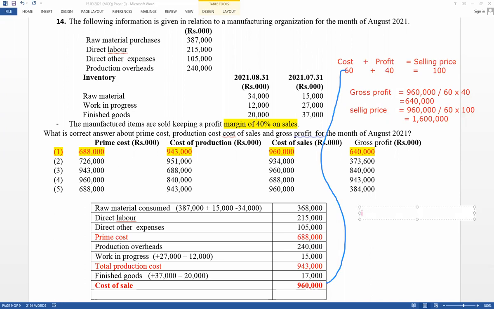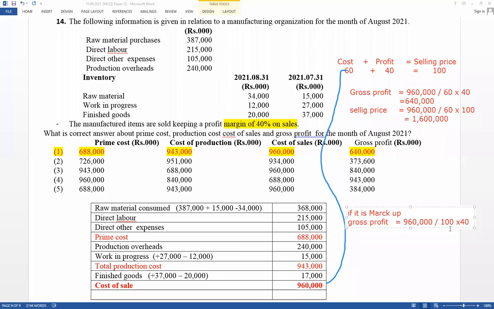If it is markup, in this situation, gross profit equal: cost value equal 960,000. 960,000 divided by 100 into profit equal 40. If it has given markup, this is the answer.